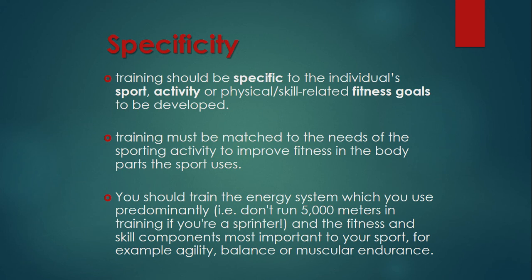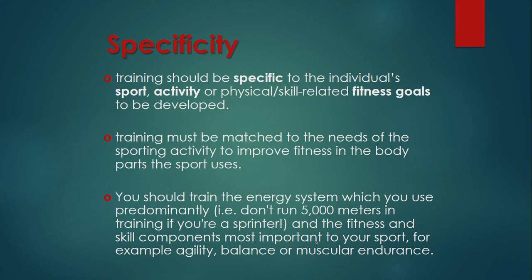Okay, if you're a goalkeeper, you wouldn't do lots of shooting, you would do lots of goalkeeping practice if you were a footballer. Training must be matched to the needs of the sporting activity to improve fitness in the body's parts it uses. You should train the energy systems which you predominantly use, i.e. don't run 5,000 meters in training if you're a sprinter. Sprinters would have different training, for example, to a marathon runner or a long distance runner. So it suits the needs of who's in front.